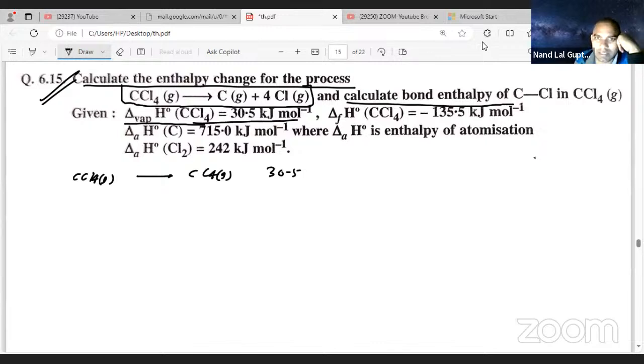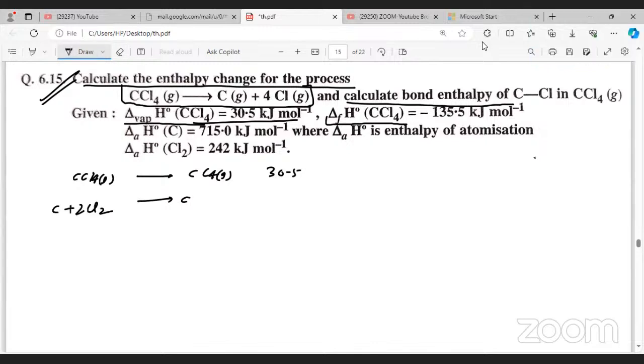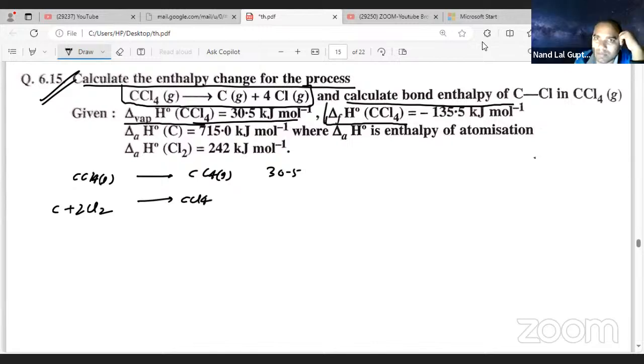Second one, what is their second equation? Enthalpy of formation of CCl4. From where can this product be formed? From the gaseous state, the product is going to form. So C plus 2Cl2 gives CCl4. This is the enthalpy of formation. F means formation. So how much is there?